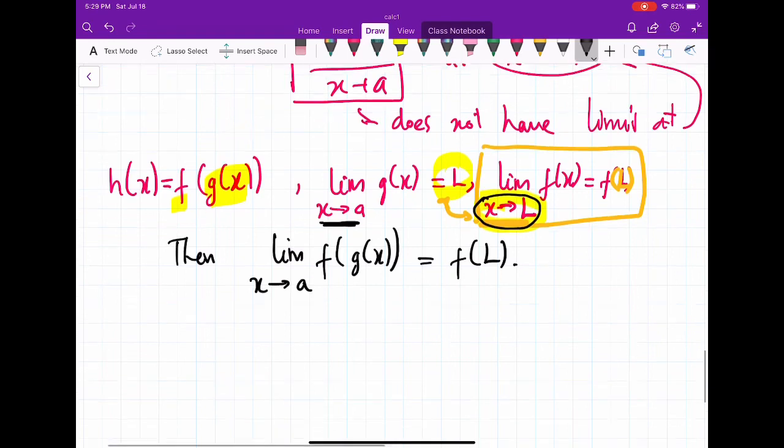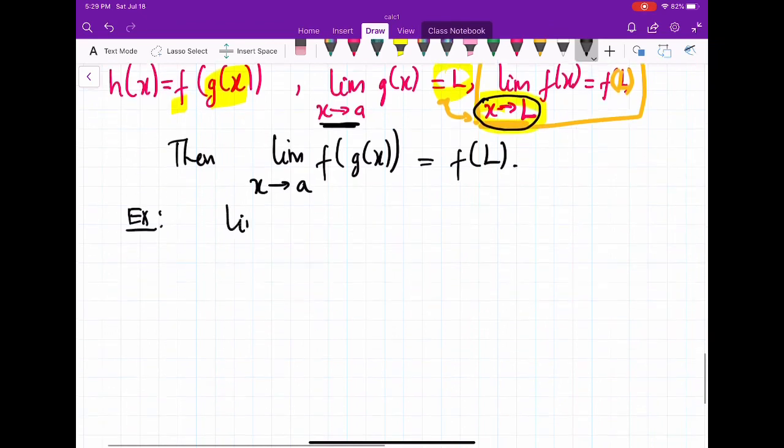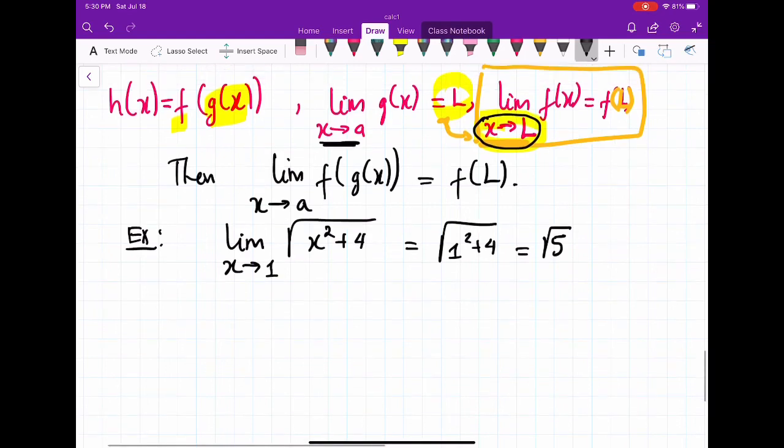Okay, so let's consider the following example. Let's say the limit of square root of x squared plus 4 when x approaches 1. I plug 1 into the function. Even here we have a composite function, but I just plug in 1. I get square root of 1 squared plus 4, which is square root of 5. It is a finite number. I'm good.